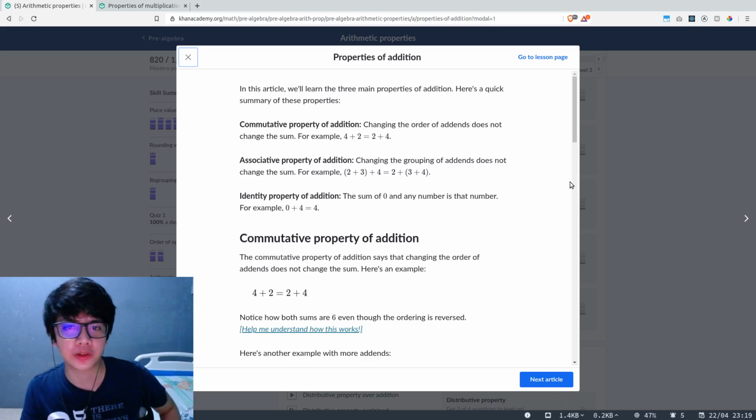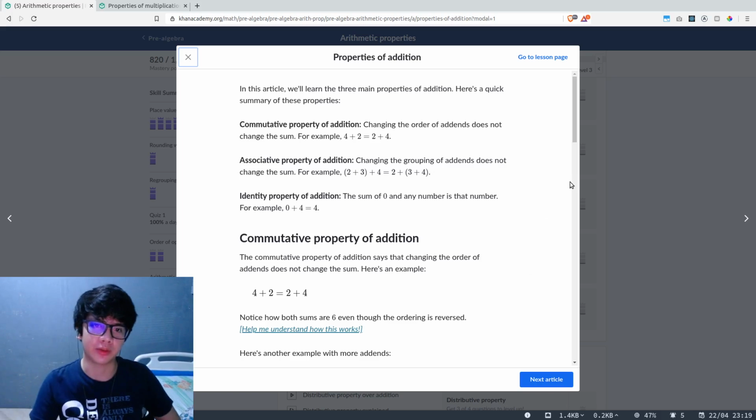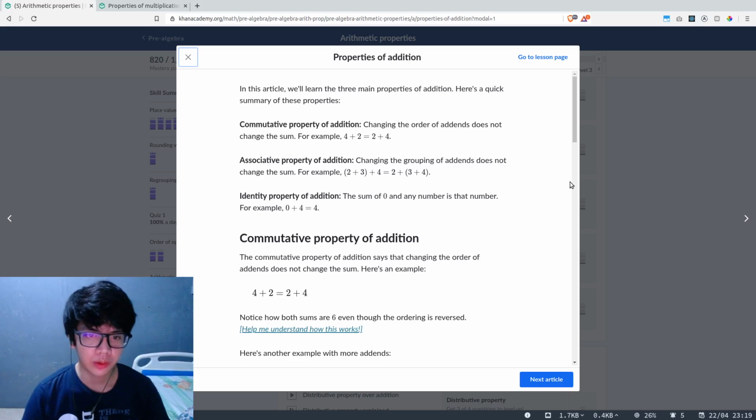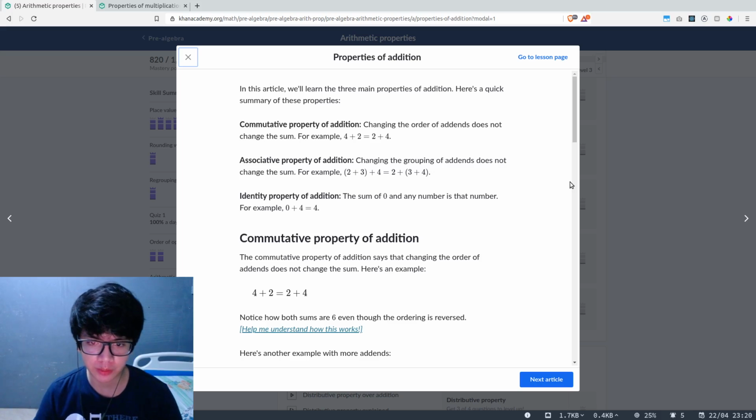In this part, we'll learn the 3 main properties of addition. Here's a quick summary of these concepts. Commutative property of addition. Changing the order of addends does not change the sum. Associative property of addition. Changing the grouping of addends does not change the sum.